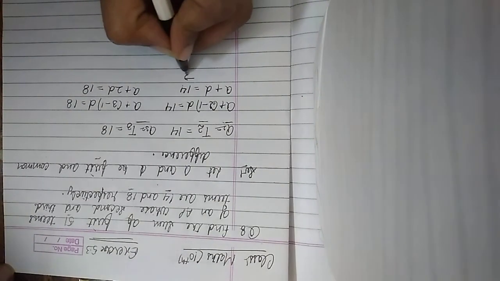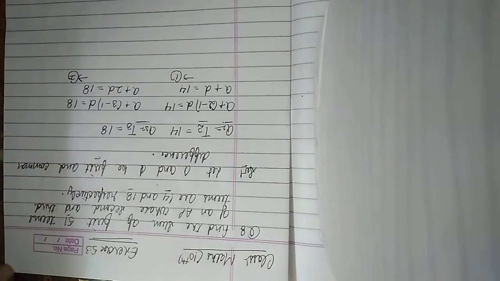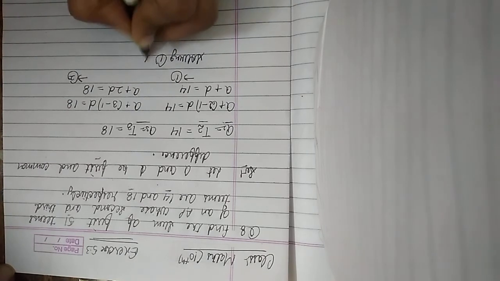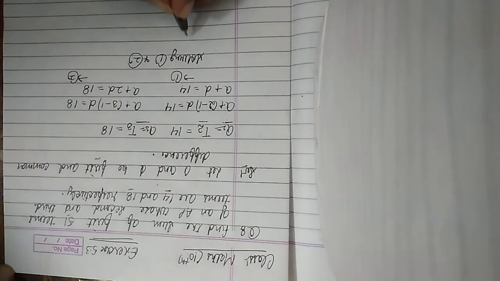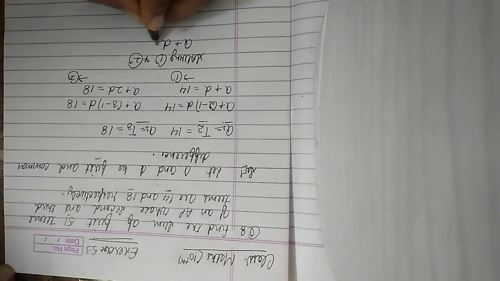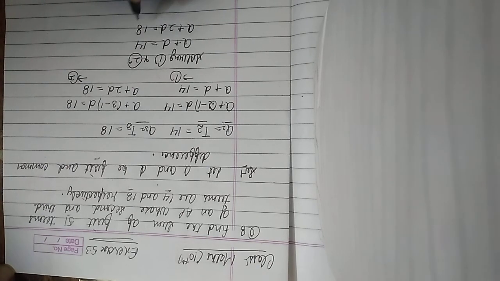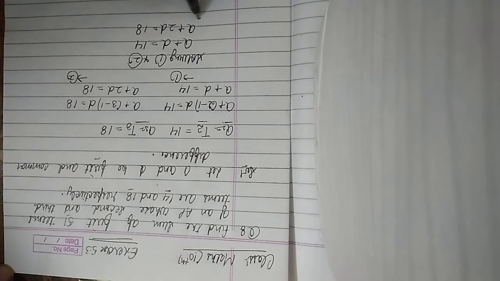Taking this as the first equation and this as the second equation, solving the first and second equation for getting the value of A and D. First equation is A plus D equal to 14. Second equation is A plus 2D equal to 18. Now we have to find the value of A and D. So we are subtracting these equations.